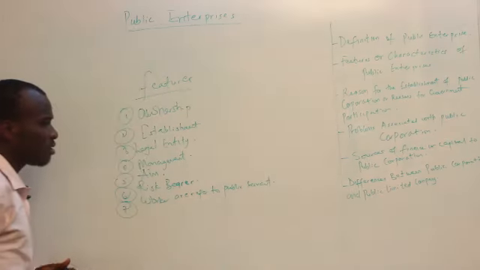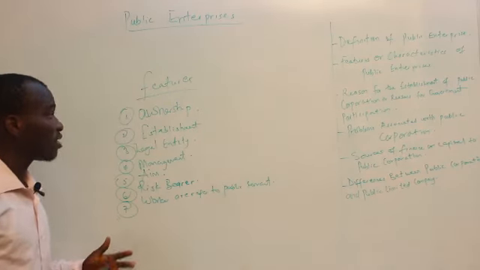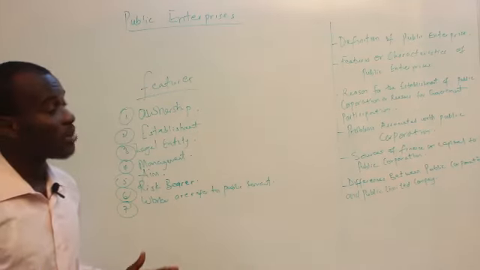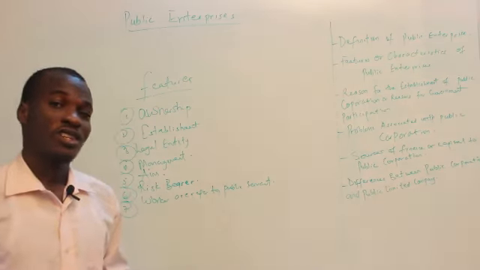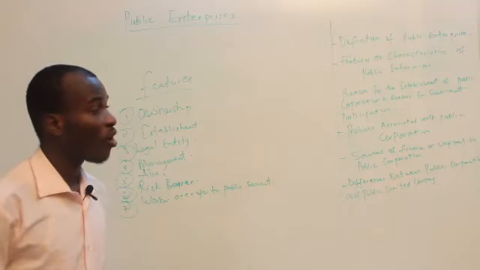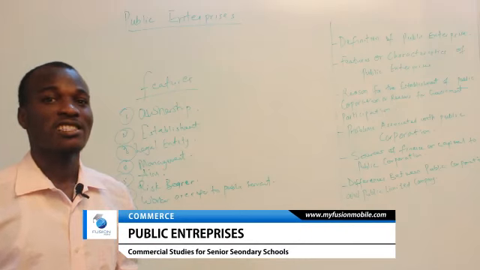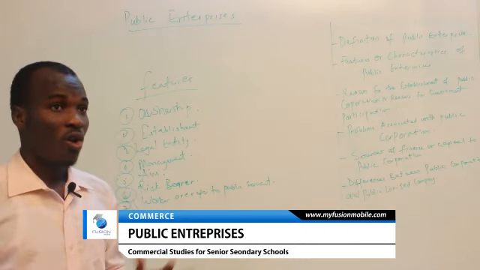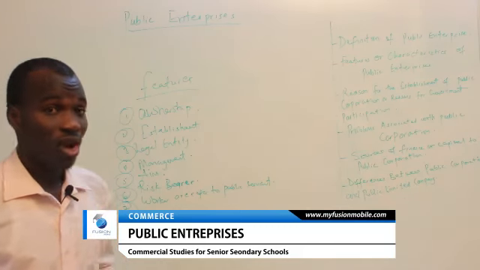So let's look at the features of public corporation in the following areas. First thing, we have ownership. Generally, public enterprises are usually owned by the government of a country. They are owned, controlled, and financed by taxpayers' money. So once such an enterprise has been established, what happens? It becomes the property of the government.